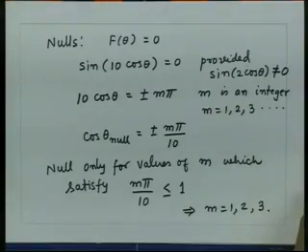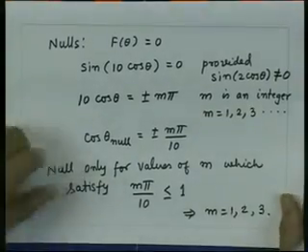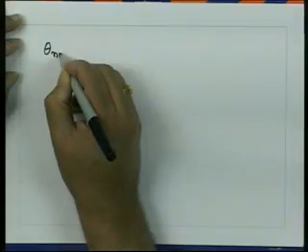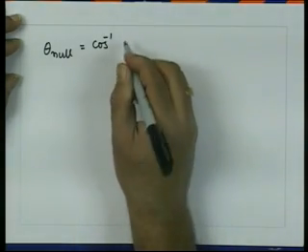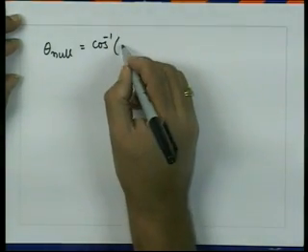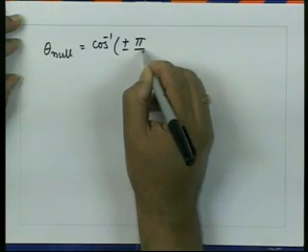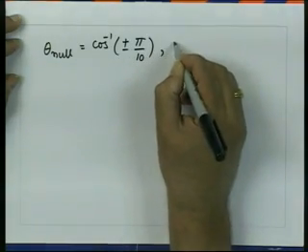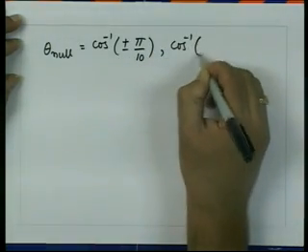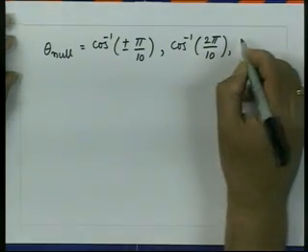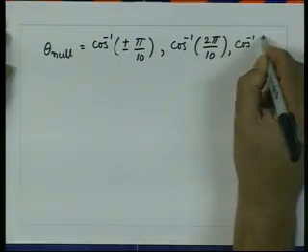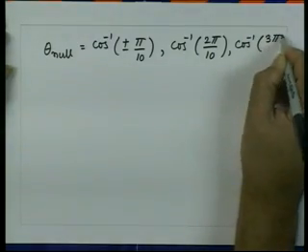So substituting now m equal to 1, 2, 3, we get the nulls that would correspond to theta nulls, that will be cos inverse of plus minus pi upon 10, cos inverse of plus minus 2 pi upon 10, and cos inverse of plus minus 3 pi upon 10.